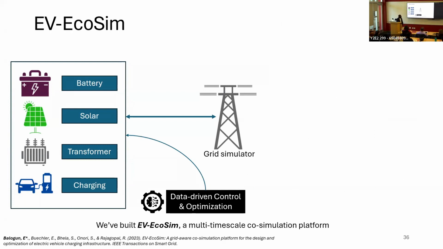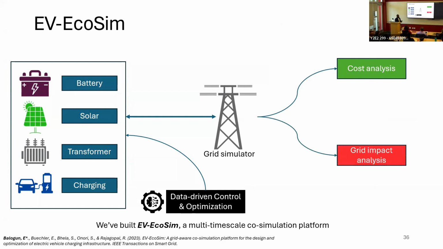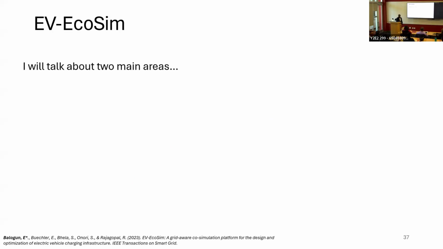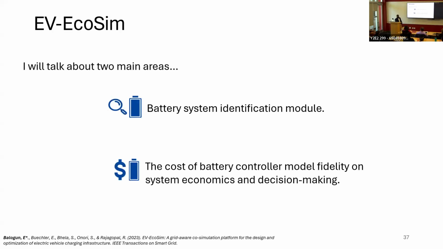Also, EV EcoSim comprises a few things. We can do cost analysis, so detailed levelized cost of energy, to understand which is the best system to build. We also do grid impact analysis, because at the end of the day, if your solution is not grid feasible, it's meaningless. So I'll talk about two main things. We did a lot of work on this, but I'll focus on just two main things. One is the battery system identification module, and the second one is the impact of the battery controller model fidelity on your system cost.